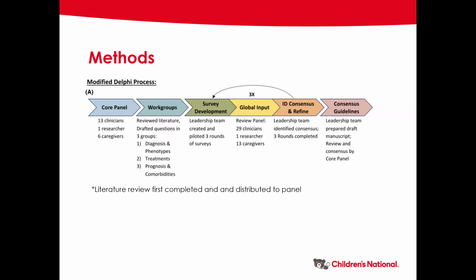So the modified Delphi process, you might be familiar with the overall process, but we convened a core panel, 13 clinicians, one researcher, and 6 caregivers. We put together literature and drafted questions in 3 groups. We had three groups from that core panel that generated questions on diagnosis and phenotypes, on therapies, and then prognosis and comorbidities. And then developed these survey questions and sent them around to a larger group of experts across the world. And I'll show you some of that. And then refined those questions and completed 3 rounds of questions.